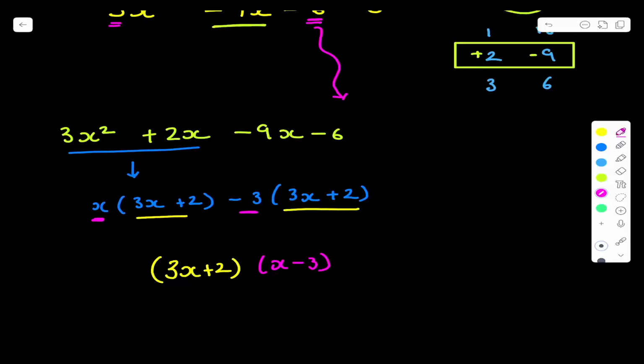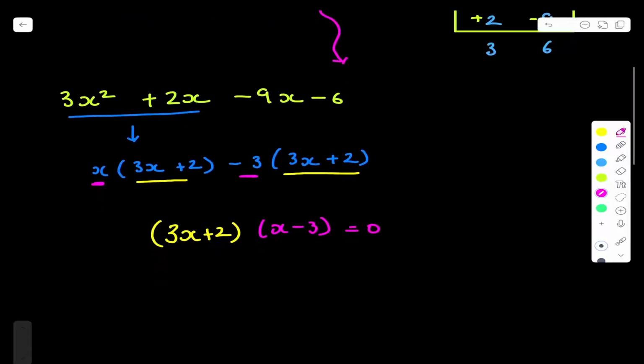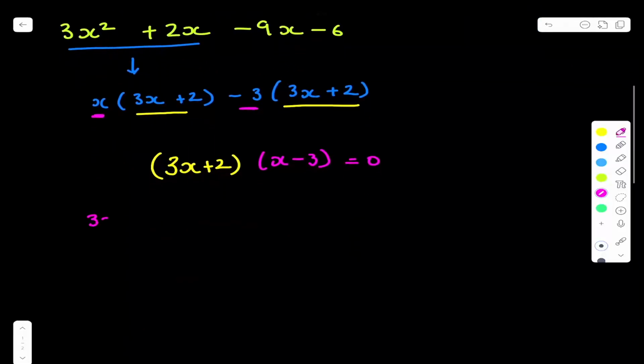And that's our quadratic factorized, and this equals 0. And if we've got two factors that equal 0, that must mean that one of them has to equal 0 using the null factor law. So either 3x plus 2 equals 0, or x minus 3 equals 0.